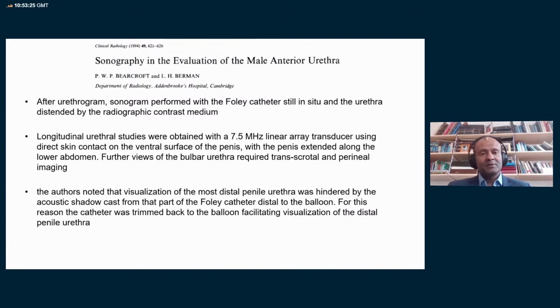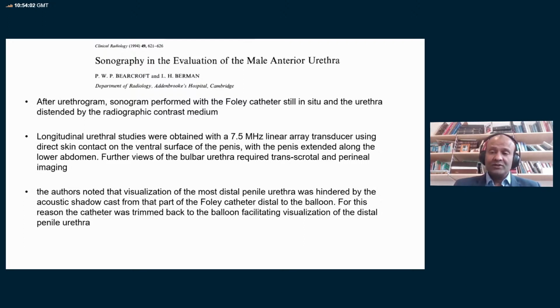And then there's a series of papers from my unit in Cambridge. This was before my time. I was still a medical student in 1994. But Philip Bearcroft and Lowell Berman, recently retired, described after urethrogram using an ultrasound again with the Foley catheter in situ at the end of the urethra to distend with the radiographic contrast medium. They used longitudinal urethral studies using a 7.5 megahertz transducer on the ventral surface of the penis with the penis extended along the abdomen, much like the picture I showed you earlier from the German paper.